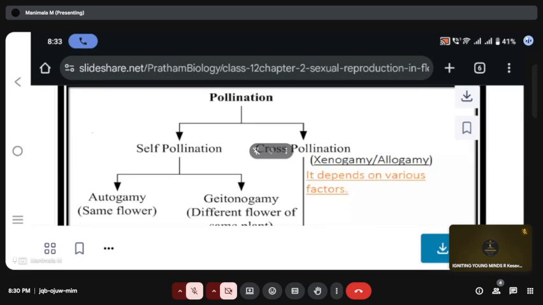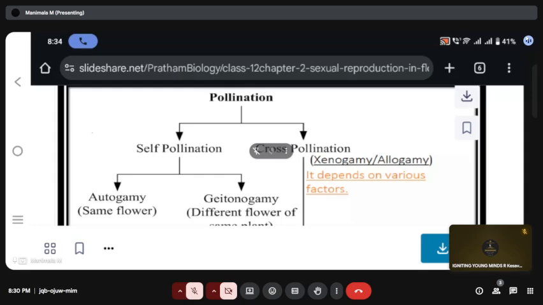In some plants, for example Oxalis and Commelina, there are two types of flowers: chasmogamous flowers and cleistogamous flowers. Chasmogamous flowers, for example Oxalis and Commelina. So, what are cleistogamous flowers?